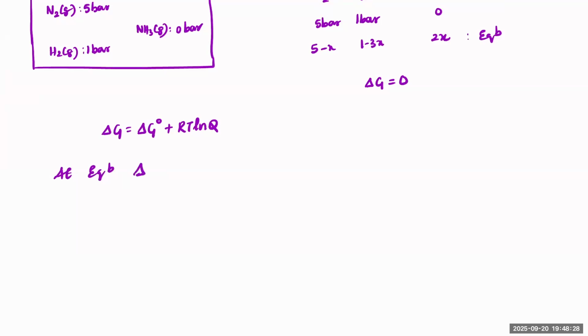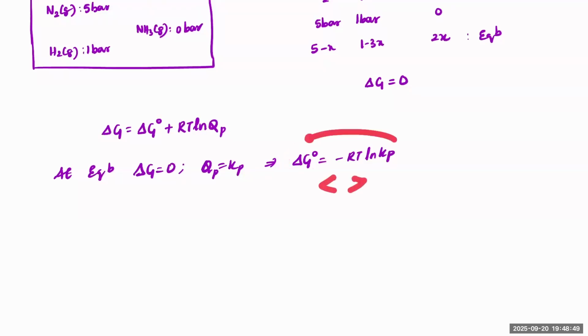At equilibrium, delta G will be equal to 0 and Qp will become Kp. So that implies delta G naught will be equal to minus RT ln Kp. Now it depends upon the Kp value. So you can notice that the delta G naught value may be negative or positive. It does not matter. That depends upon the Kp value.